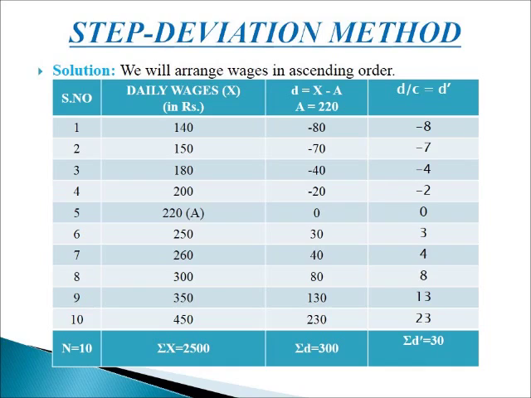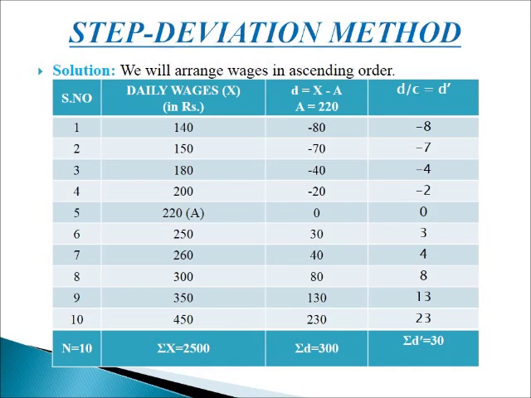We have selected the assumed mean here as 220. After that, we will calculate the deviations from the assumed mean, as we have done in the earlier methods also, to get the sigma d. After that, we will divide each deviation by the common factor, that is c, to get the d dash. At the end of it, we will get the sigma d dash, which is 30.